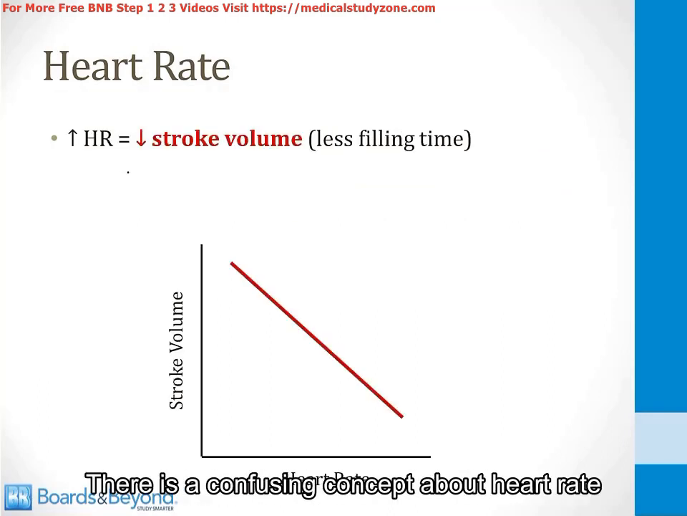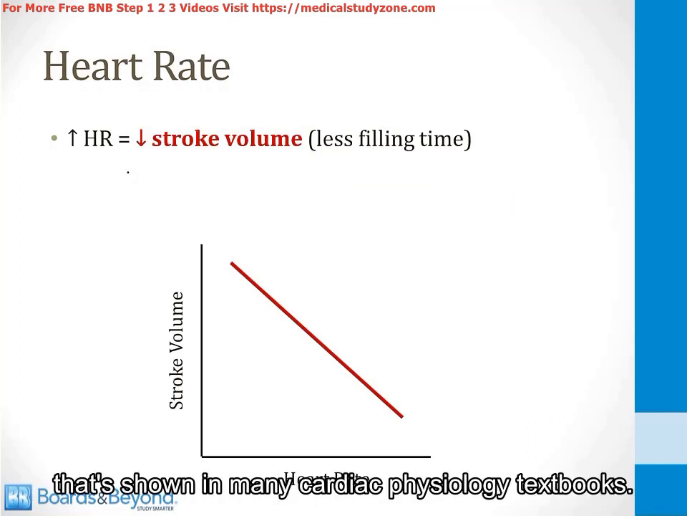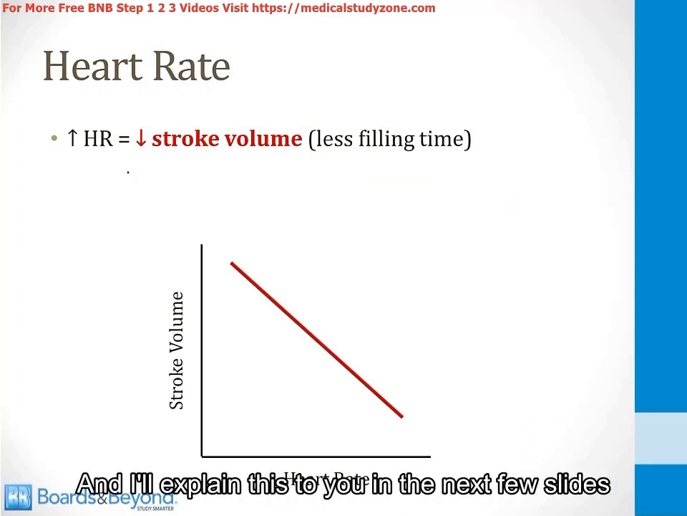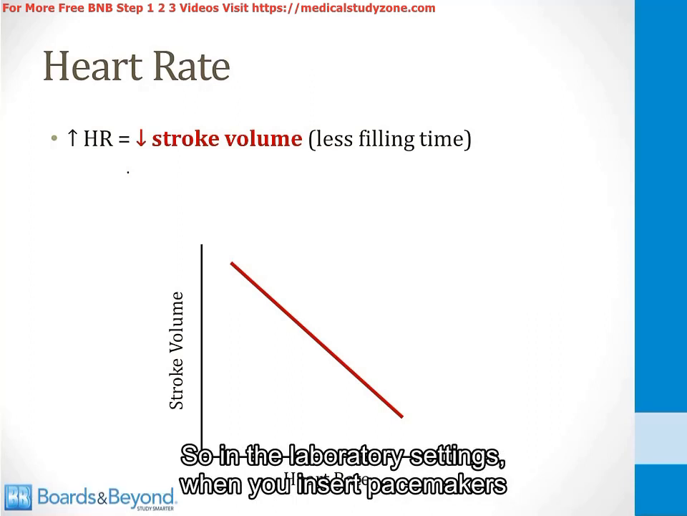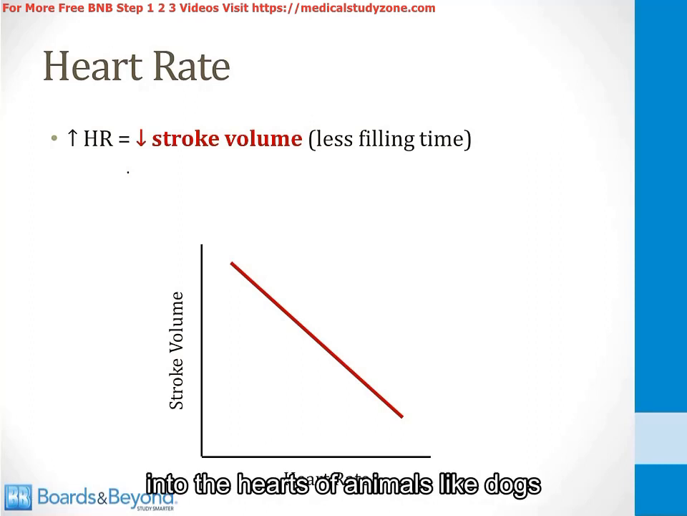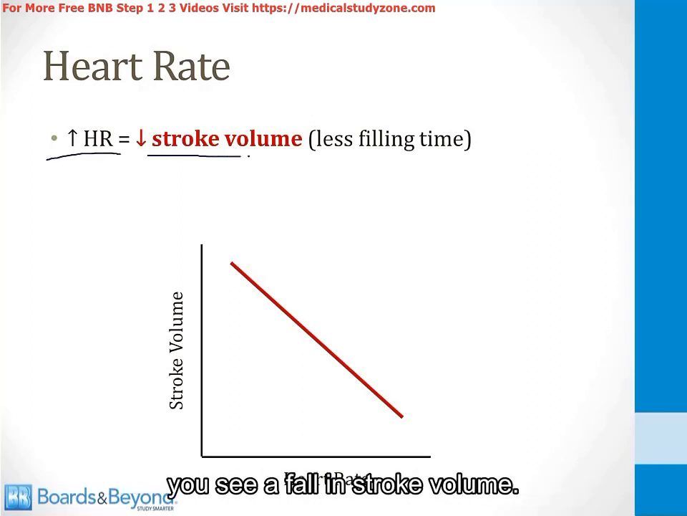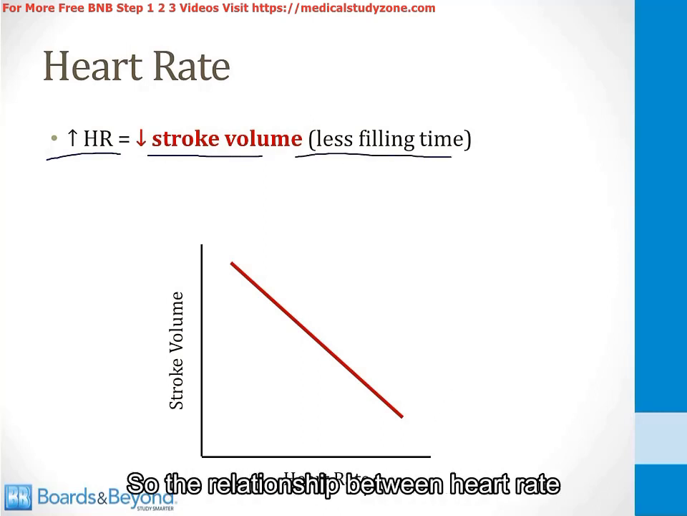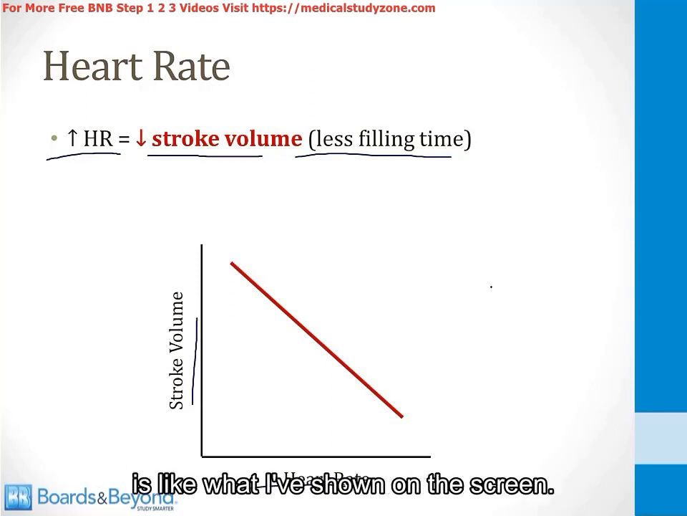There is a confusing concept about heart rate and stroke volume that's shown in many cardiac physiology textbooks, and I'll explain this to you in the next few slides in a way that hopefully makes sense. So in laboratory settings, when you insert pacemakers into the hearts of animals like dogs and you artificially increase the heart rate, you see a fall in stroke volume. This is because there's less time for filling of the left ventricle. So the relationship between heart rate and stroke volume experimentally is like what I've shown on the screen.